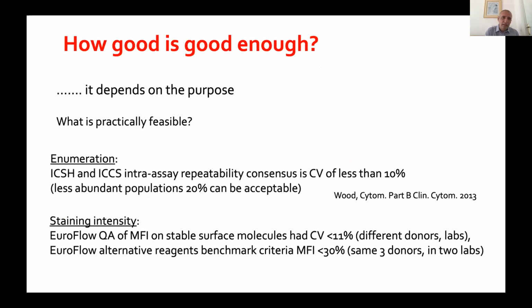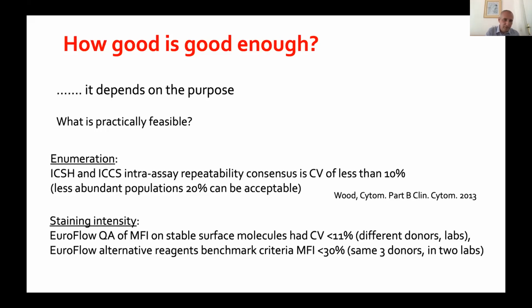I think that one key question is kind of all the different shades of gray. So how good is good enough? So we all strive to be perfect, but in reality, we are rarely perfect. So the essential question is, how good is good enough? And I think it really depends on the purpose. So in the enumeration, there is consensus that CV of less than 10% should be achieved, except for the assays that track the very low abundance populations where even 20% CV can be acceptable.